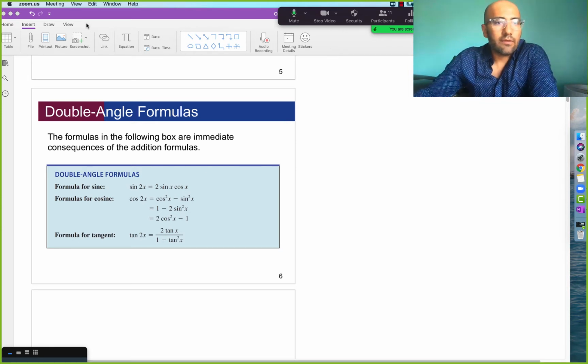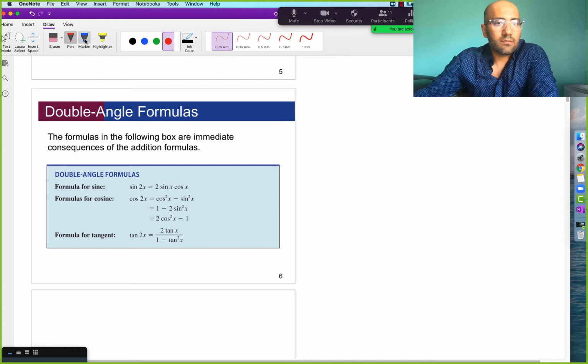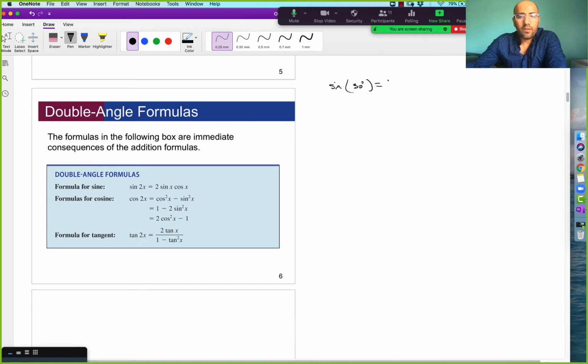So for example, if we have sine of 30 degrees, we know that that's going to be equal to 1/2. If we have sine of twice 30 degrees, that's equal to sine of 60 degrees.